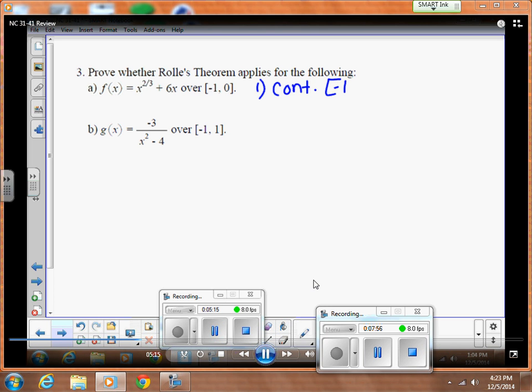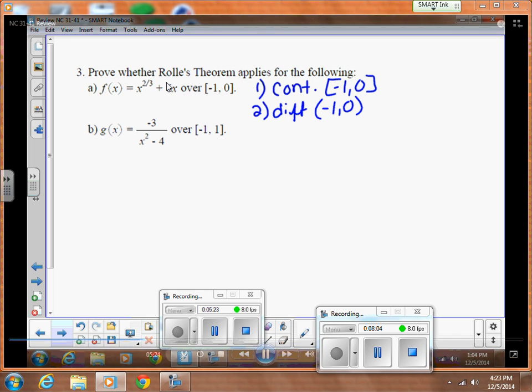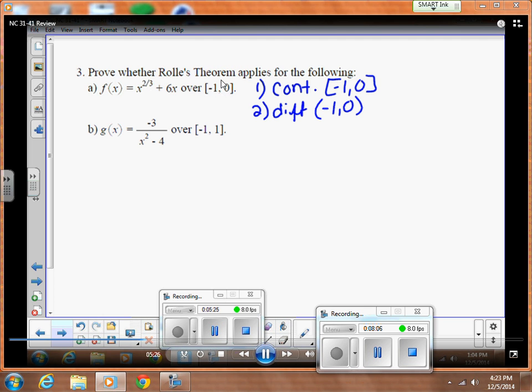So first thing, is this function continuous? Yes, it's continuous over the interval from negative 1 to 0. There is no problem with plugging any of those numbers into this function. Therefore, it's also differentiable within the open interval from negative 1 to 0. Again, no problems if I plug any of those values in here.